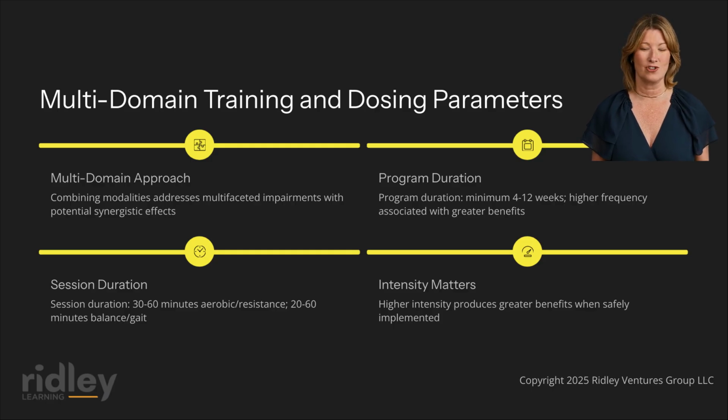For balance and gait training, durations of 20 minutes to 1 hour are recommended depending on patient tolerance and training focus. Intensive programs may employ multiple daily sessions with rest periods between to achieve higher total training volumes while managing fatigue. Intensity represents a critical parameter, with evidence suggesting that higher intensities produce greater benefits for both aerobic and resistance training. However, intensity must be balanced against safety considerations, patient tolerance, and adherence potential. Progressive intensity advancement allows patients to adapt gradually while maintaining appropriate training stimulus as fitness improves.